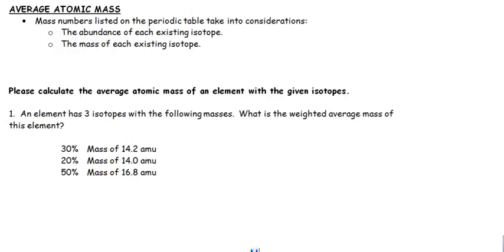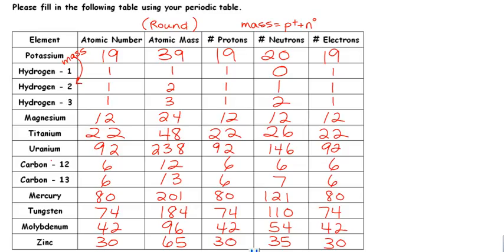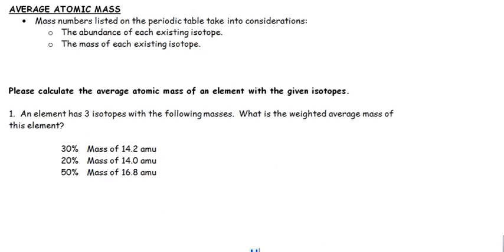Here's the deal. When you look at the periodic table, people always ask this: why are we rounding those masses? We filled out this big data table with protons, neutrons, electrons, all this good stuff. Why do we have to round the masses? Why are they decimals and not whole number masses on the periodic table? We're rounding them anyway. Why aren't they reported as whole numbers? Gosh, that's a good question. You were thinking it, weren't you?